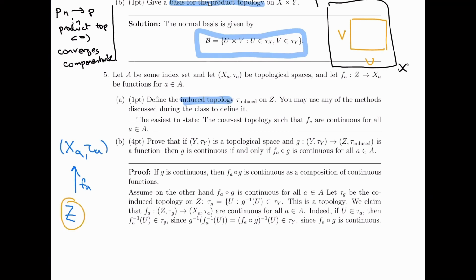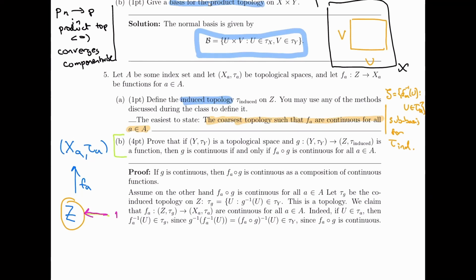And in this problem, how to get a topology on Z, the simplest way to state it is here. It's the coarsest topology such that f_A is continuous for all A. That doesn't tell you very much about the topology. The other way is you take a subbasis consisting of the pre-images of open sets. This is a subbasis for the induced topology tau. In the lectures, we talked a lot more about this. There was one result that we talked about, but maybe didn't focus on enough.